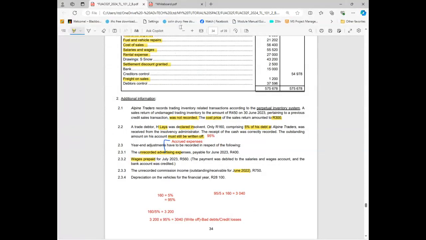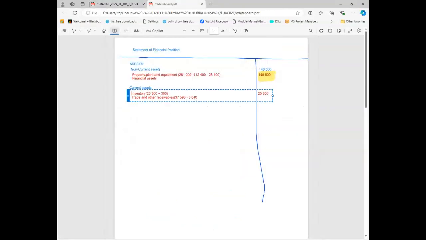Any prepaid expense? No, sir. We did check. Oh, wages 2.3.2. This one, wages prepaid. Remember this? Yes, sir, 560. You must go and add 560. Okay, let me write that down. Plus 560. No problem.